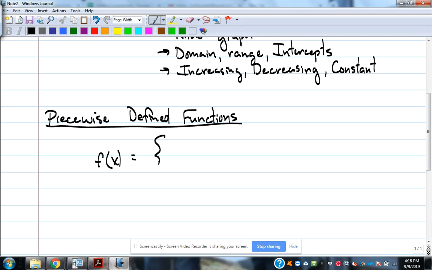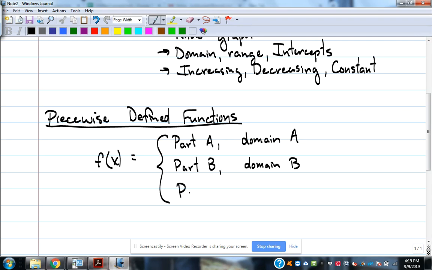We all have allergies. So a piecewise defined function is a function that's split up into a number of pieces, and I like to think of them as parts. And part A, and then it gives you a domain for that part. And then it might have another part, and I call that part B. And then they'll tell you the domain of part B. And then some of them have a third part, some don't. It just depends on the problem. Part C, and then they tell you the domain for part C.